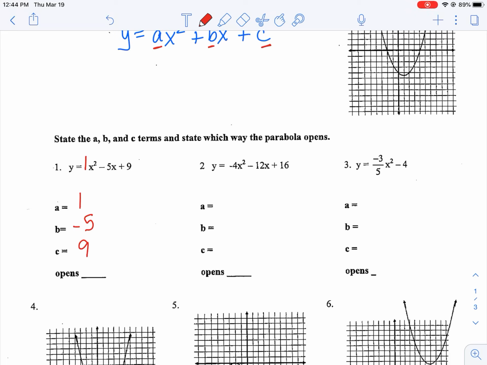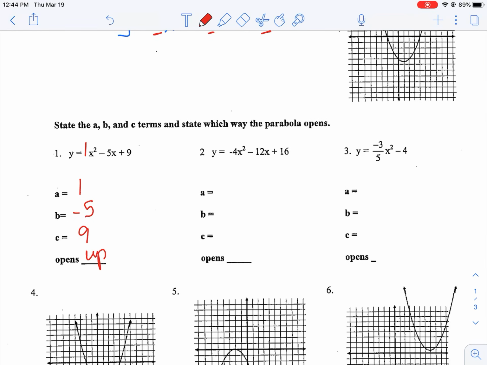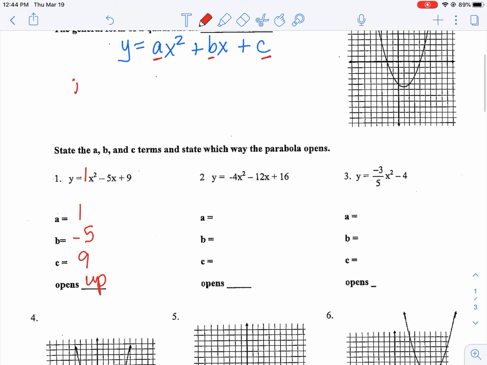We can tell if a parabola opens up or down simply by looking at the a term. I notice the a term here is positive, so that opens up. So let's write that down. If a is positive, the graph opens like this. If a is negative, the graph opens like that.